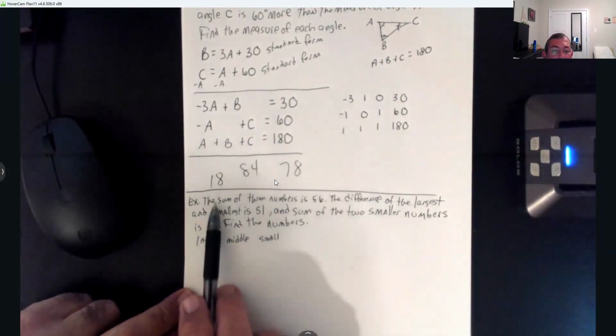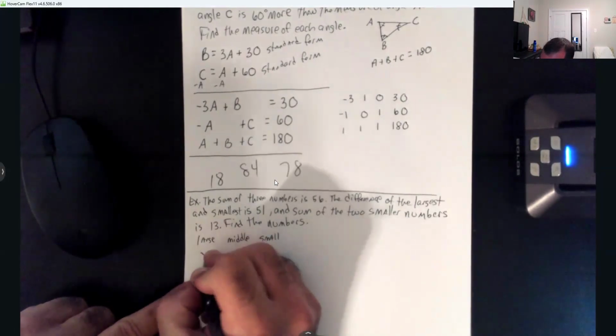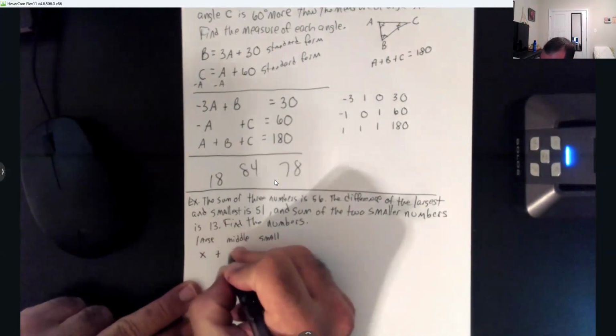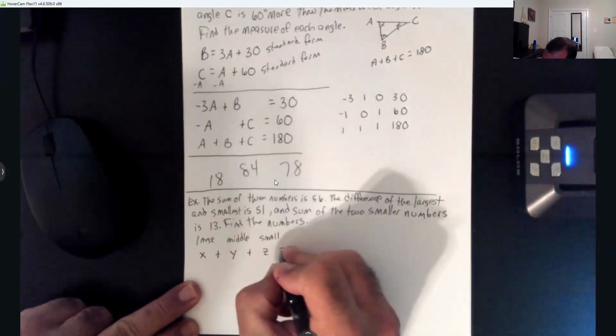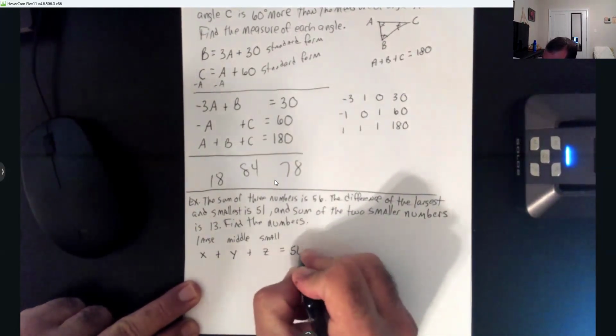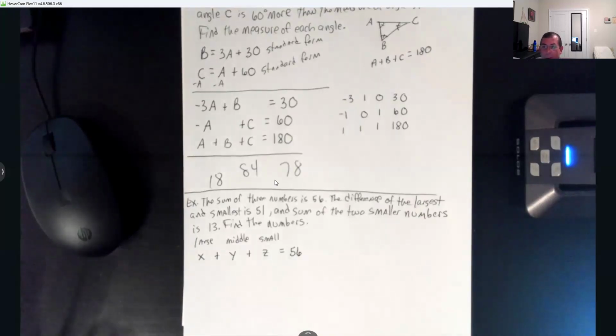So look at this first one. The sum of 3 numbers is 56. Well, that's my large number, plus my middle number, plus my small number. All 3 of them is going to equal 56. So y'all with me on that?